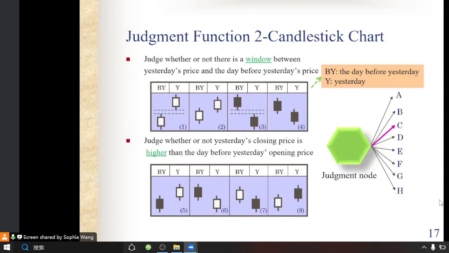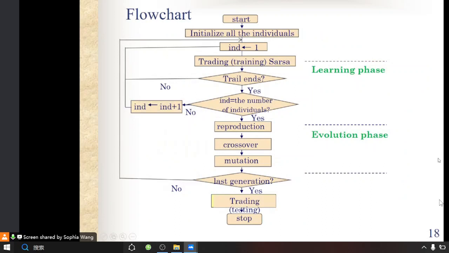So we can divide them into two kinds of types according to some criteria. The first one is to judge whether or not there is a window between yesterday's price and the day before yesterday's price. Then it can be judged into four kinds. And judge whether or not yesterday's closing price is higher than the day before yesterday's opening price. Then another four types. So totally 8 types. If you get information from the outside environment, you can choose. Okay, so this is for the chart.